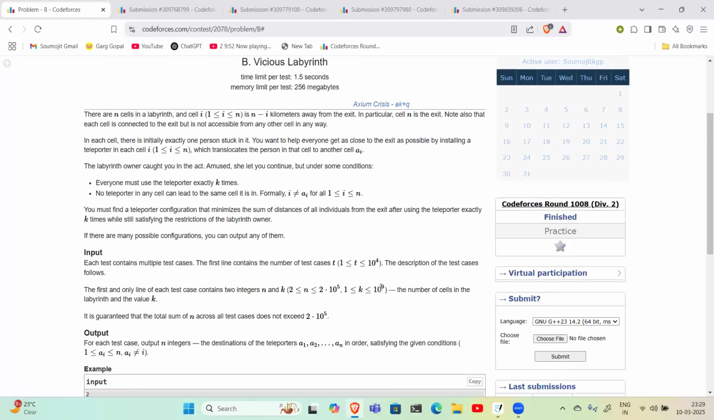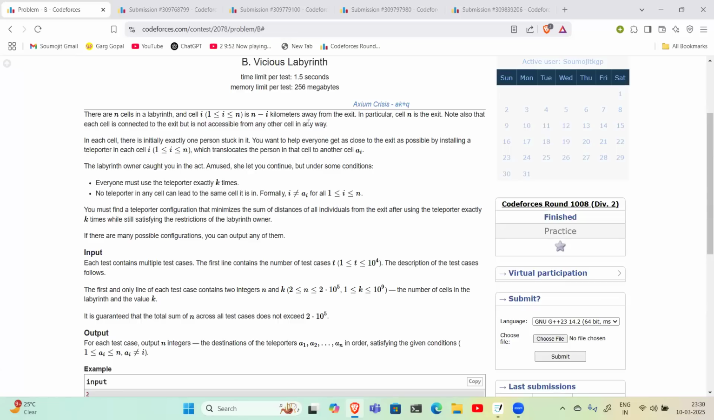Okay, so this is the second problem of the contest, and it is as follows. The question's name is Vicious Labyrinth. It says that there are n cells in a labyrinth, and cell i is n minus i kilometers away from the exit. Okay, so in particular, cell n is the exit. Note also that each cell is connected to the exit but is not accessible from any other cell in any way. So in each cell, there is initially exactly one person stuck, and we want to help everyone to get as close to the exit as possible by installing a teleporter in each cell i, which translocates the person in that cell to another cell a_i.